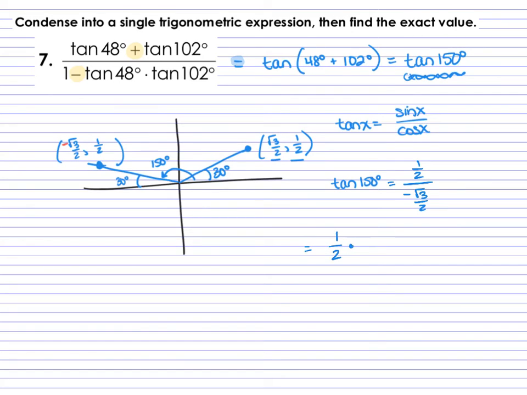So I've got 1/2 times negative 2 over the square root of 3. The 2's cancel, and I'm left with negative 1 over the square root of 3. But I have to rationalize that denominator, so I'm going to multiply by the square root of 3 over the square root of 3, leaving me with negative square root of 3 over 3. That is my final answer for the tangent of 150 degrees.